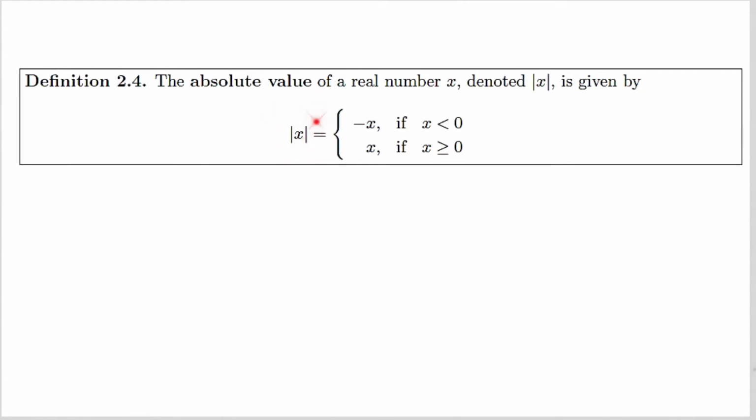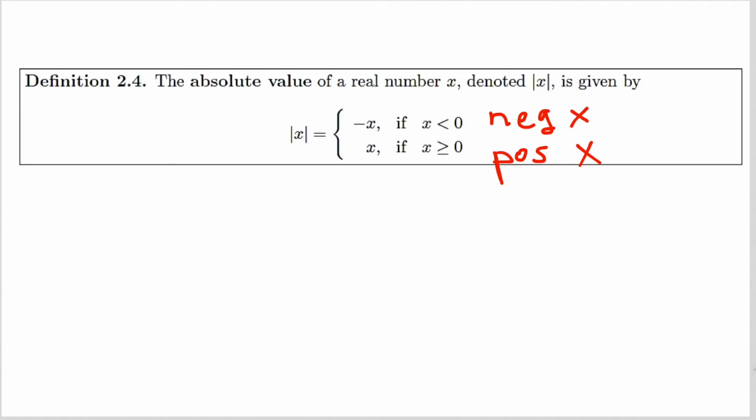So the absolute value of x, there's two cases. The first case is when x is less than 0, and the second case is when x is greater than or equal to 0. When x is less than 0, we're talking about negative x values. When x is greater than or equal to 0, we're talking about positive x values.